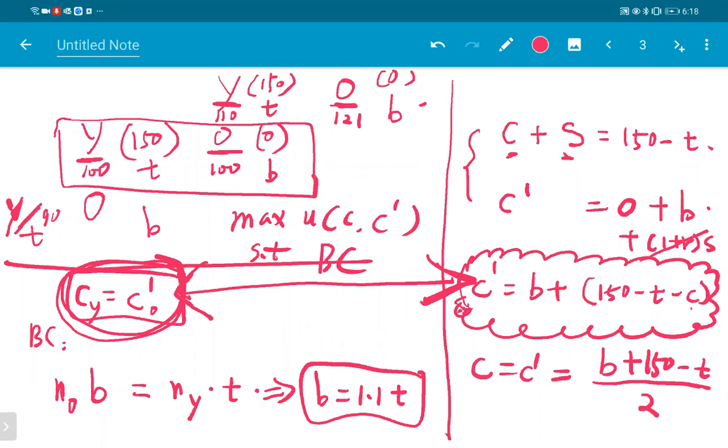This is also very intuitive. 150 is your income when you're young, T is the tax you pay when you're young, and B is the benefit you're going to receive when you're old. With interest rate equal to 0, that gives you the net wealth of your lifetime, which you split between C and C prime, so that's divided by 2. So this is the first part.